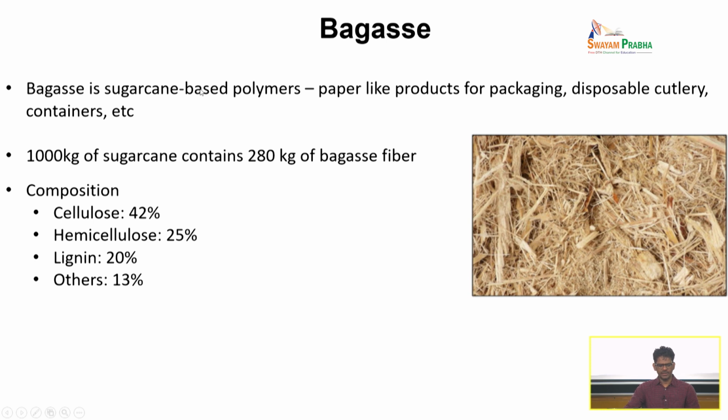Now, interestingly, you can derive polymers from this bagasse. If you have about 1000 kilograms of sugarcane, about 280 kilograms of bagasse fiber can be extracted, so a high amount of bagasse is there in the sugarcane. From a chemical standpoint, what does this bagasse mean? It contains cellulose, hemicellulose, lignin, and others. These others include some volatile solvents like water, ethanol, some ash, and other inorganic matter. Basically, these three are the natural polymers that we are interested in.